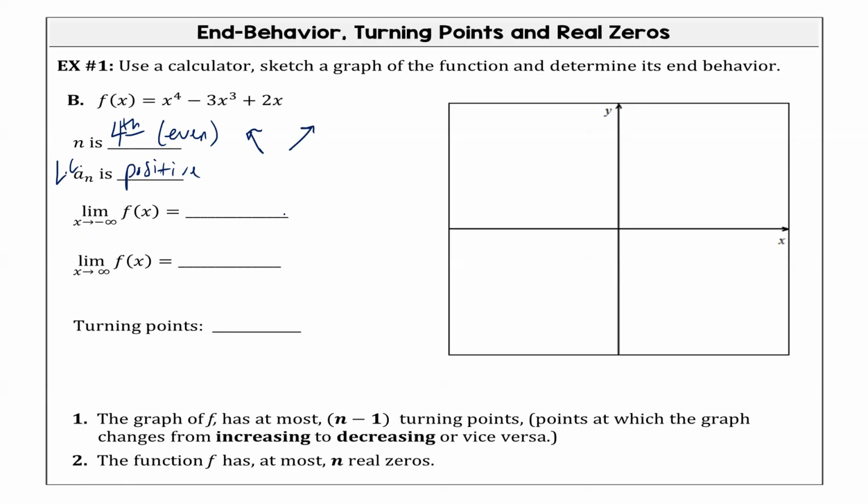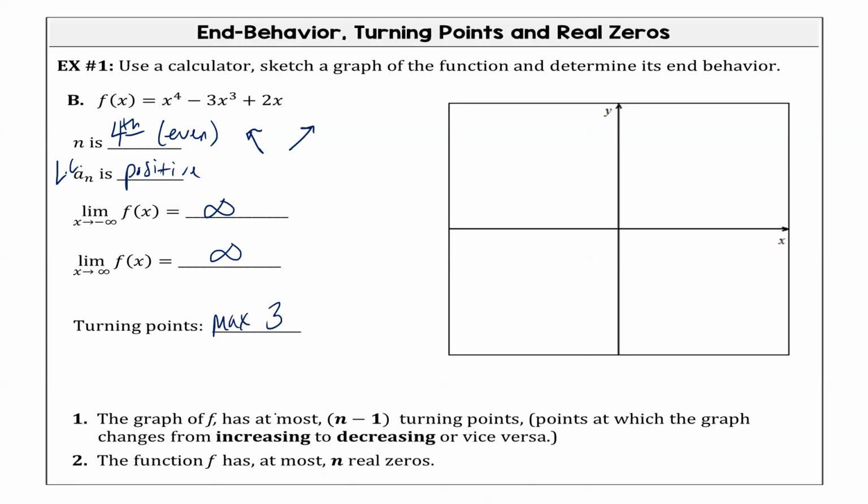Because of that, the limit as x goes to negative infinity, so as I go to the left, what is my f of x doing? It's going towards positive infinity. The limit as x goes to positive infinity, so as I go to the right, what is my function doing? Positive infinity. And my max number of turning points is 3.